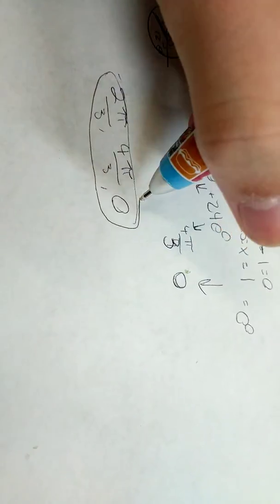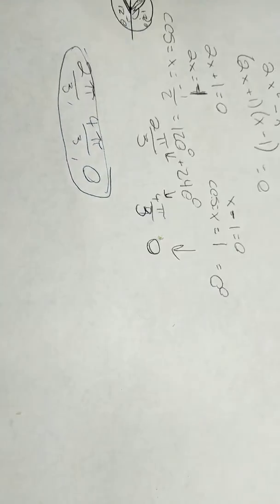Now, it's important to note that I don't need to add 2 pi because it'll be out of the range.